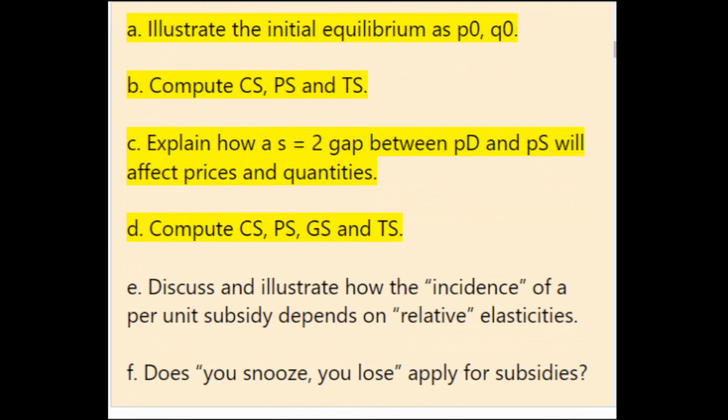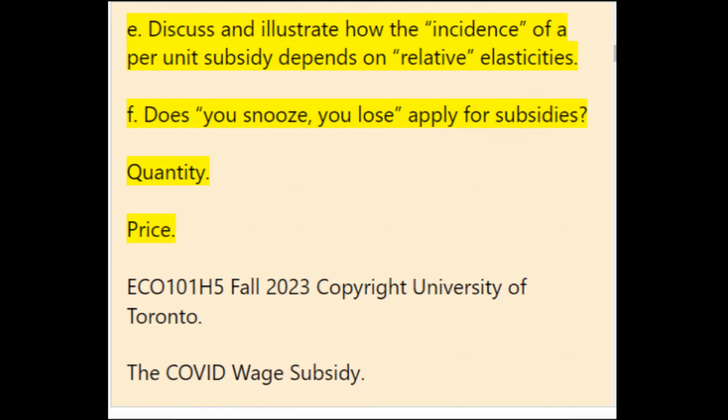D. Compute CS, PS, GS, and TS. E. Discuss and illustrate how the incidence of a per unit subsidy depends on relative elasticities. F. Does the EU-lose rule apply for subsidies?